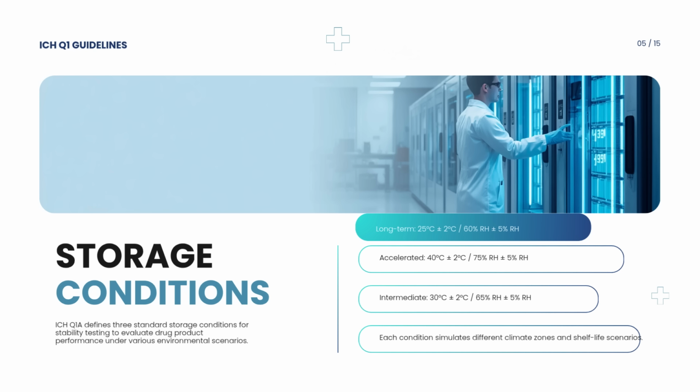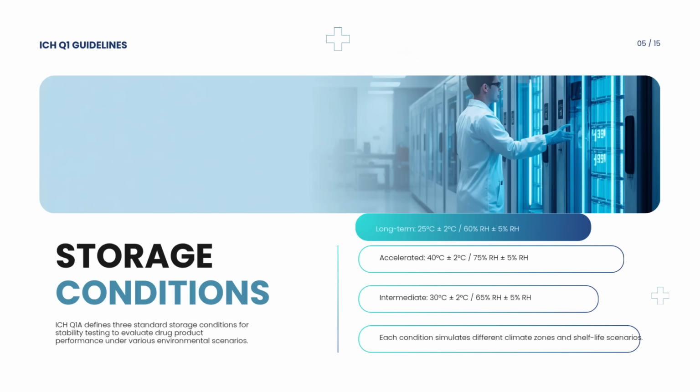So one by one, the long-term conditions are set at 25 degrees Celsius with a relative humidity of 60%. This scenario is crucial for understanding how a drug performs under normal storage conditions over time. So next one is the intermediate conditions, which involve a slightly warmer environment at 30 degrees Celsius and 65% humidity. This helps test the drug stability in slightly more stressful conditions, often encountered in certain geographic regions.